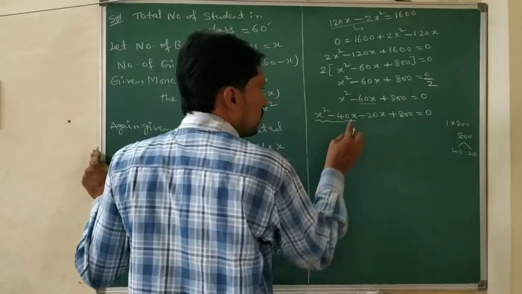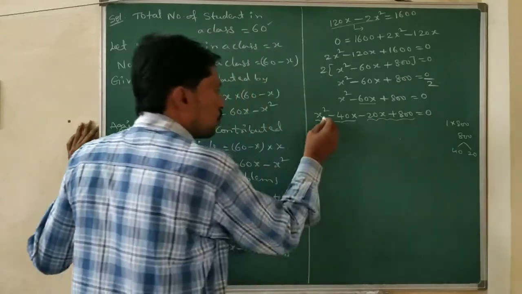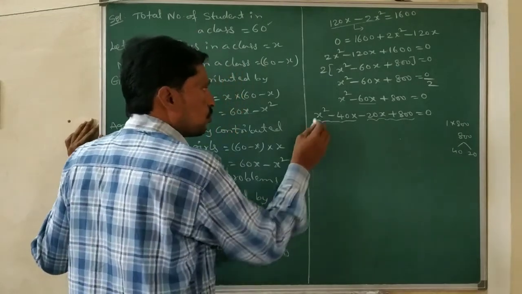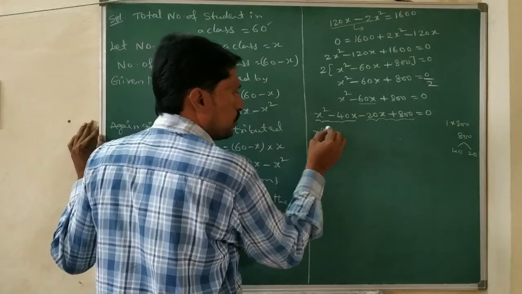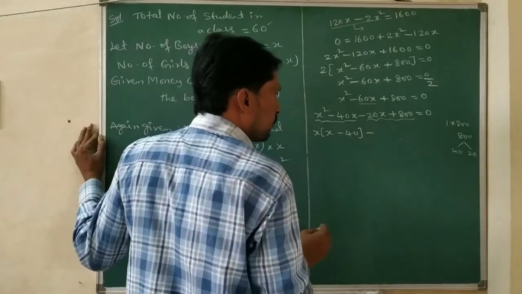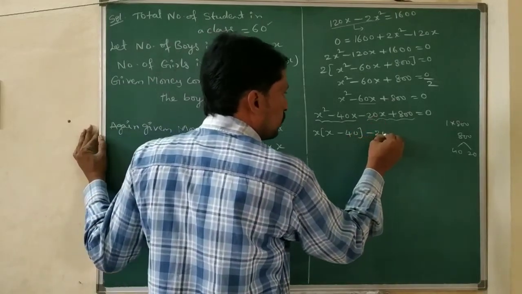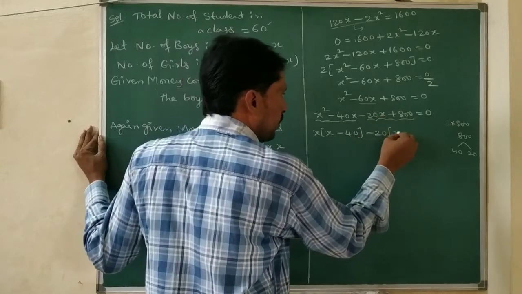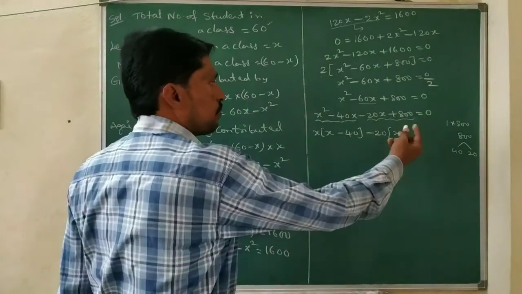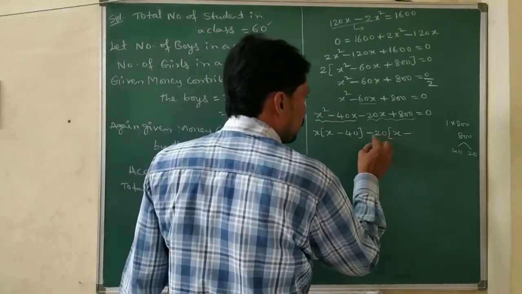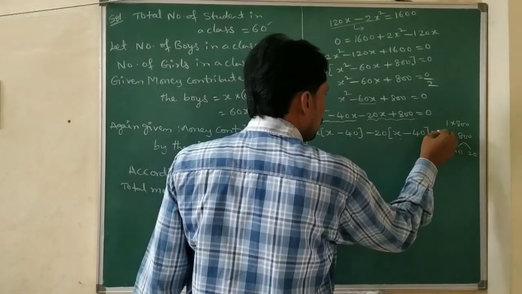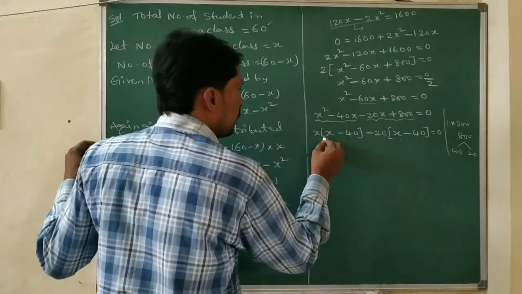Up to here, these are two terms and here two terms. In the first pair, what is common? x is common. Here x square, taking one x common, x remains, minus 40. Minus 20 we take common, then x remains, and since we took a minus common, you change the signs: plus becomes minus, minus becomes plus. So here we get minus, minus into minus is plus, 20 into 40 is 400, equals 0.